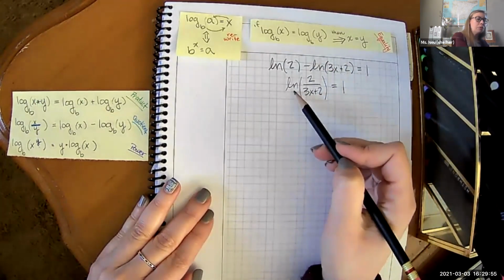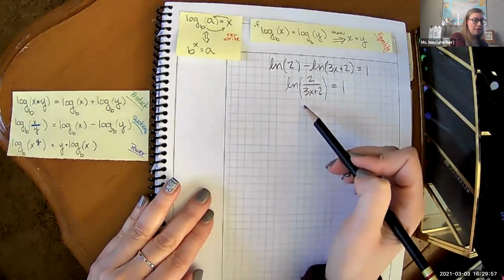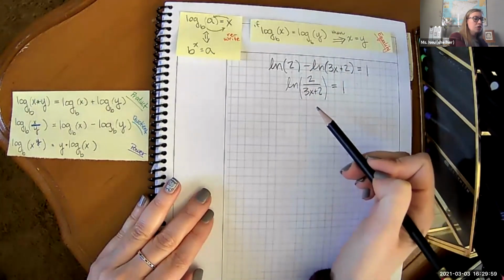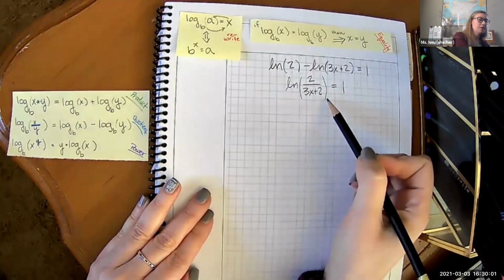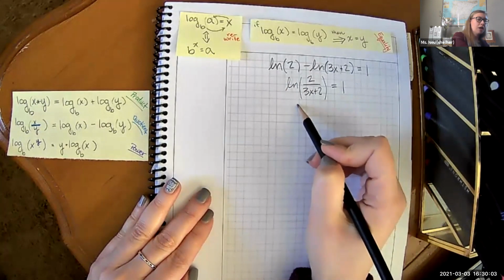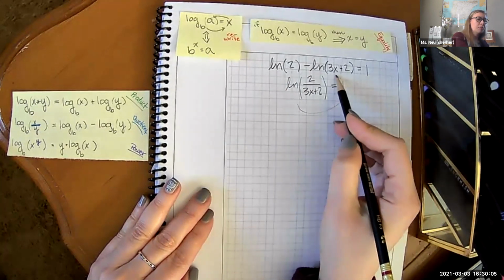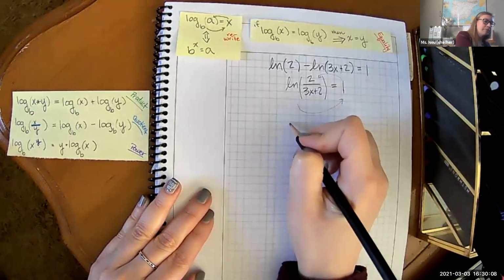So now recall the natural log is log base e. So this is just a rewrite in disguise. So I'm going to have e to the power of 1 gets me back to what's inside.